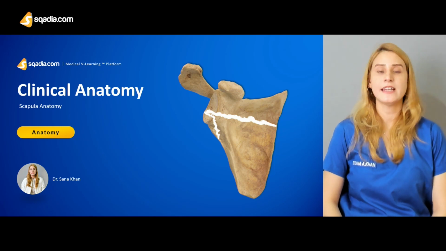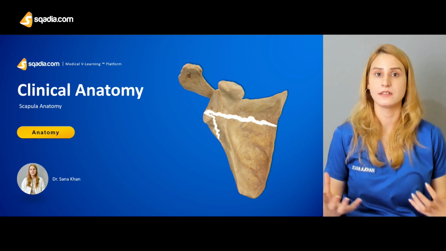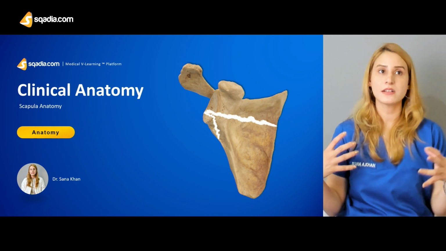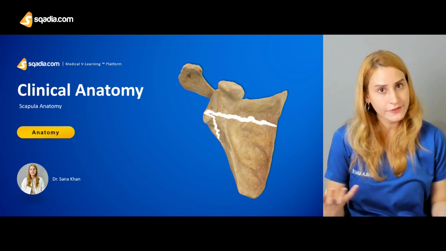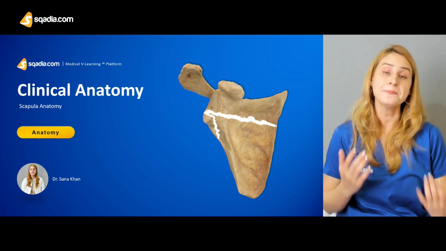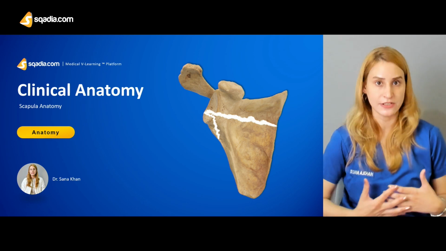Regarding the clinical anatomy of the scapula, fractures of the scapula are not very common. They are very uncommon because of the safe location of the scapula, because it is located posteriorly. So most of the time, the impact of the injury is from the anterior surface.